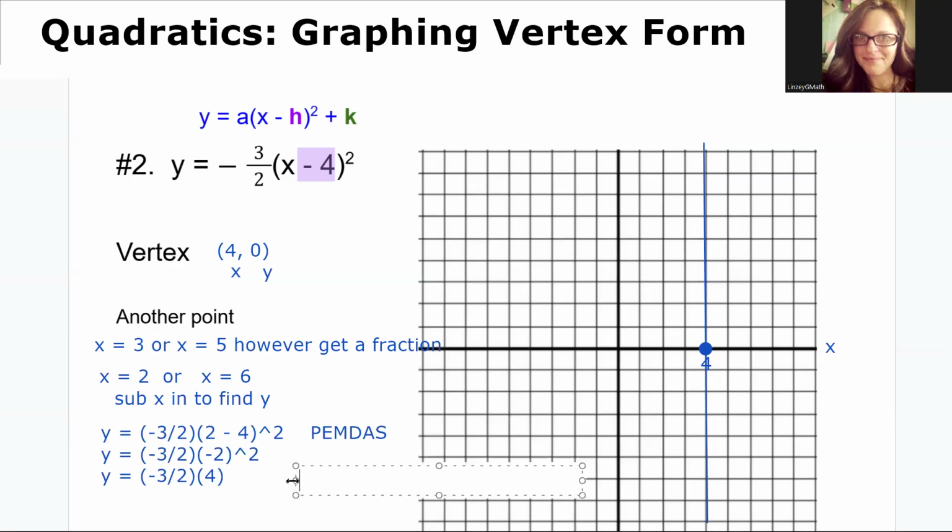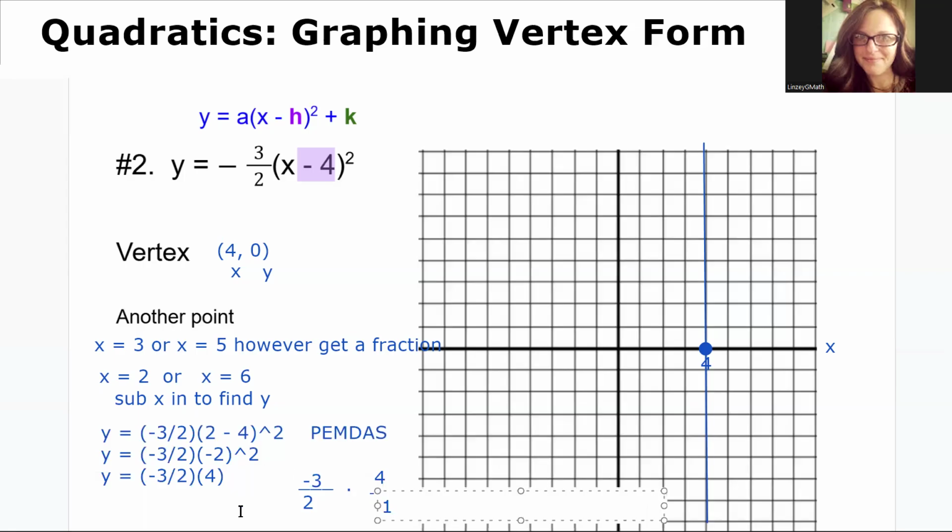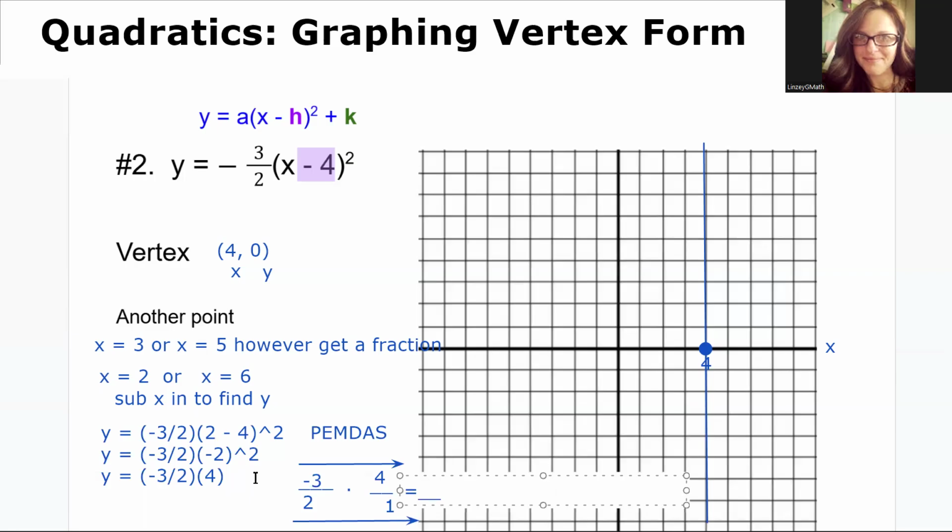And then I like to do my fractions like this. Negative 3 over 2. I'm going to use a dot to multiply 4. You can make 4 into a fraction, 4 over 1. And we multiply fractions straight across, top and bottom. Negative 3 times 4, we get negative 12. And 2 times 1 is 2.